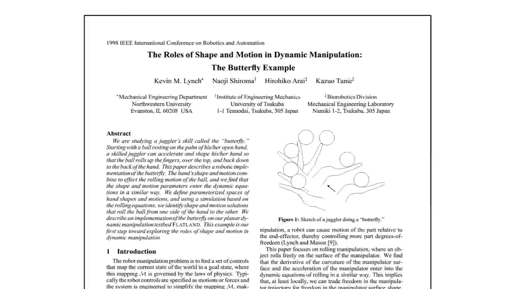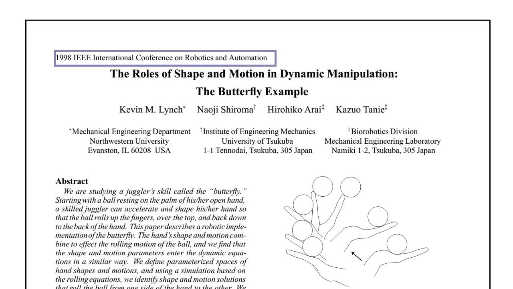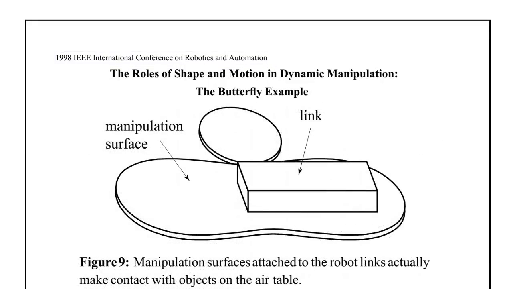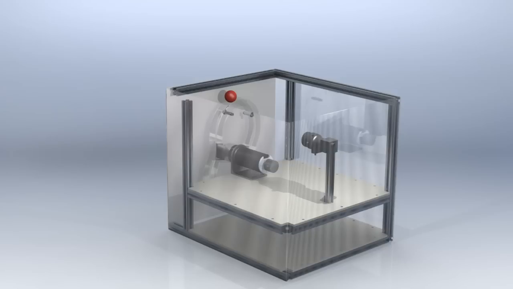One of the first scientific works in this field was published by Professor Kevin Lynch in 1998. He considered a simplified two-dimensional version of the manipulation problem and suggested a laboratory setup called the butterfly robot. The setup consists of two parallel plates actuated by a DC motor. A small ball is freely rolling along the plate's border.